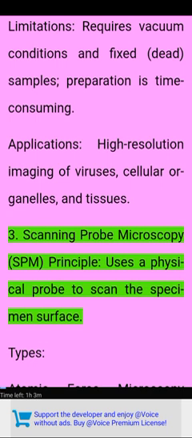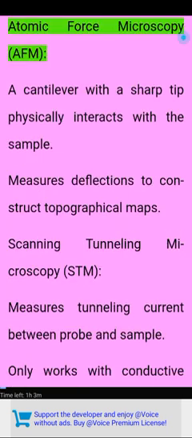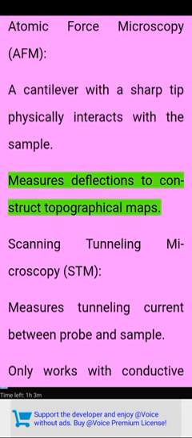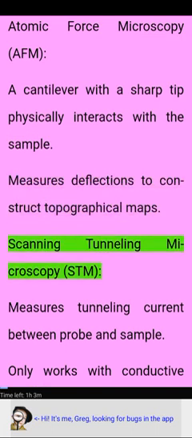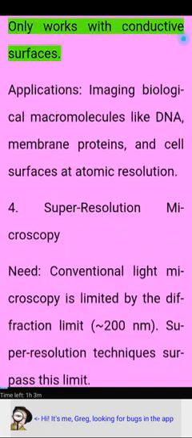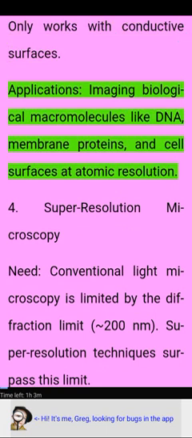3. Scanning probe microscopy (SPM). Principle: uses a physical probe to scan the specimen surface. Types: atomic force microscopy (AFM). A cantilever with a sharp tip physically interacts with the sample. Measures deflections to construct topographical maps. Scanning tunneling microscopy (STM) measures tunneling current between probe and sample. Only works with conductive surfaces. Applications: imaging biological macromolecules like DNA, membrane proteins, and cell surfaces at atomic resolution.